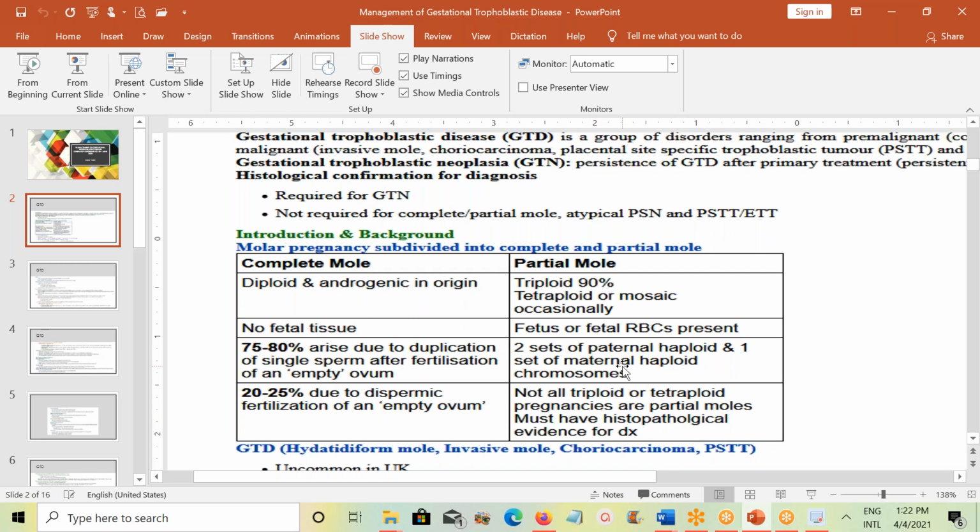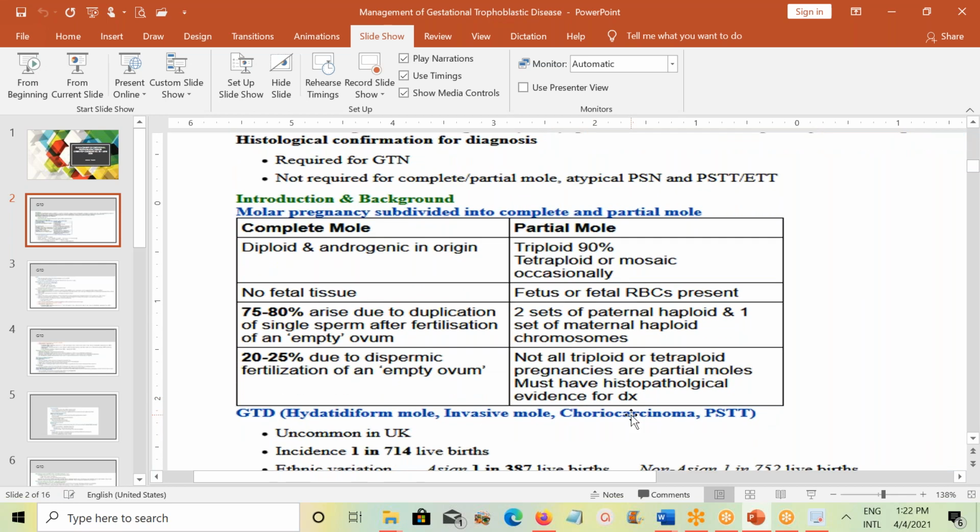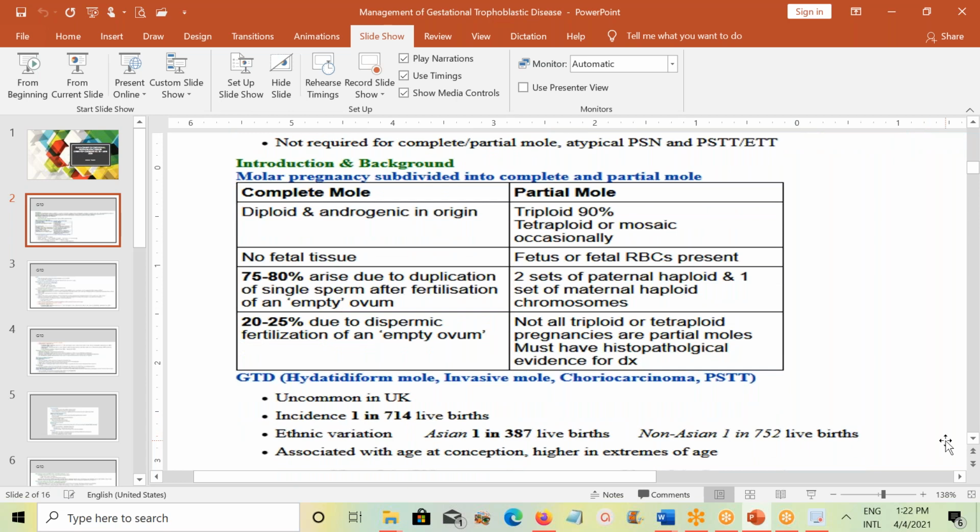Here, since the maternal DNA is there, the baby is going to form. When the baby is forming, we are getting the baby's tissue, so the fetal RBCs will be there. That is why if there is a miscarriage or something, then we will have to give anti-D. In the complete mole we had no fetal tissue, so no need for anti-D. Not all triploid or tetraploid pregnancies are partial moles. They must have histopathological evidence for the diagnosis. Histopathological evidence is very important.